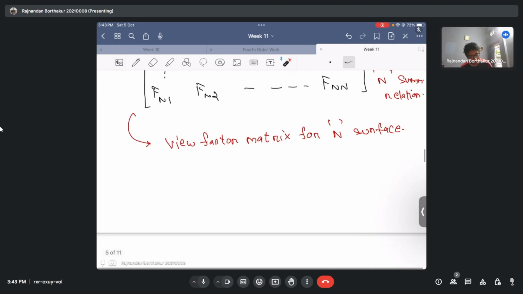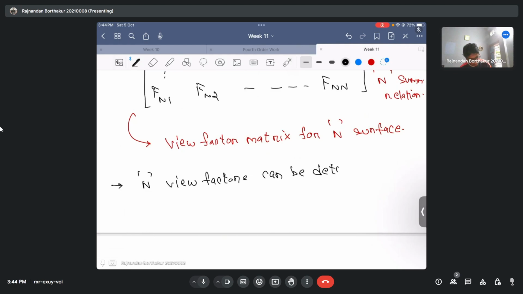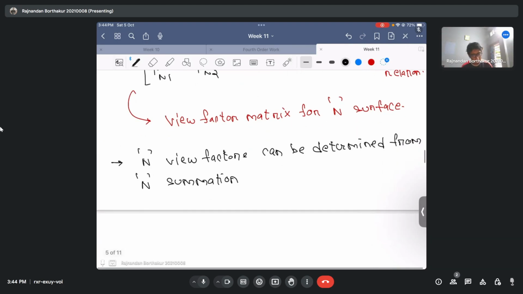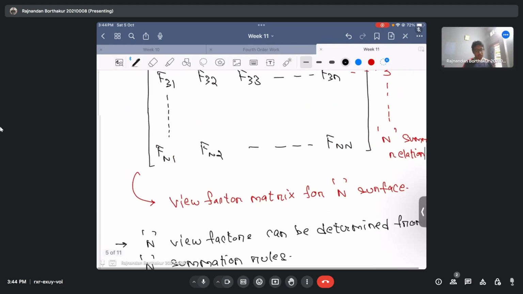Okay, so I'll write down here that n view factors can be determined from n summation rules. Okay, so this is simple, right?